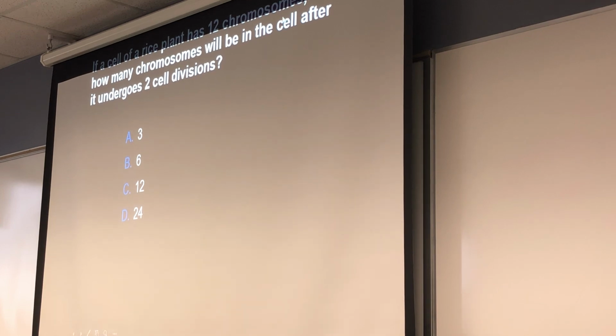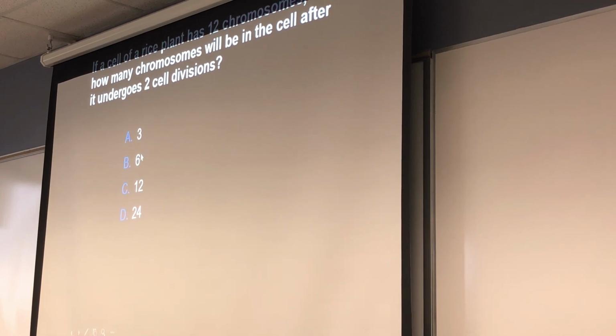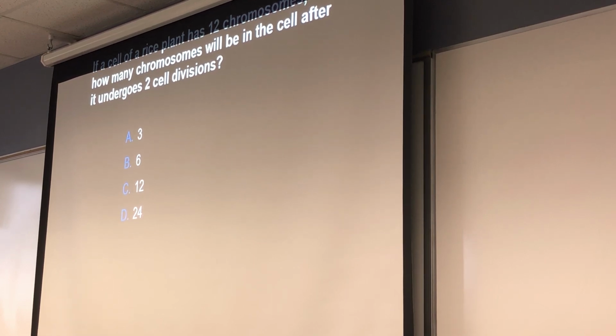So if it has 12 chromosomes, even with 20 cell divisions, the number of chromosomes will still be 12. Okay? If another organism has 6 chromosomes, and mitosis happens, with 5 cell divisions, it will still be 6 chromosomes, equational. So whatever you see, 12 chromosomes, 6 chromosomes, 40 chromosomes, if it is mitosis, it will be the same, regardless of the number of cell divisions.